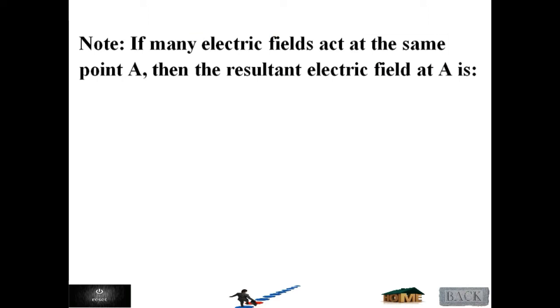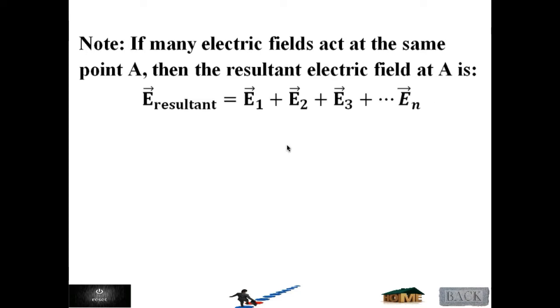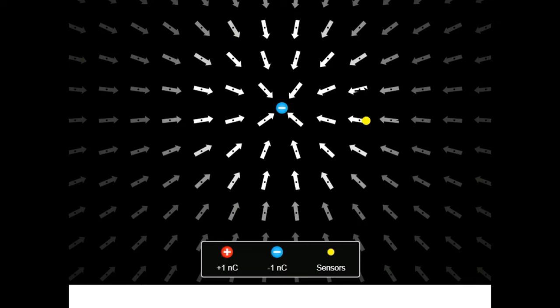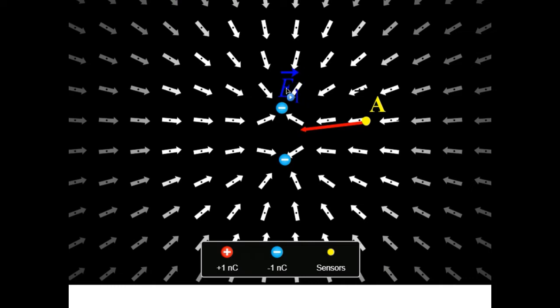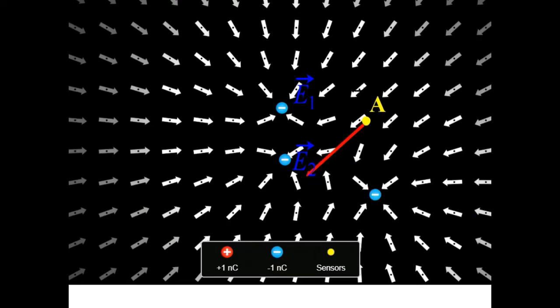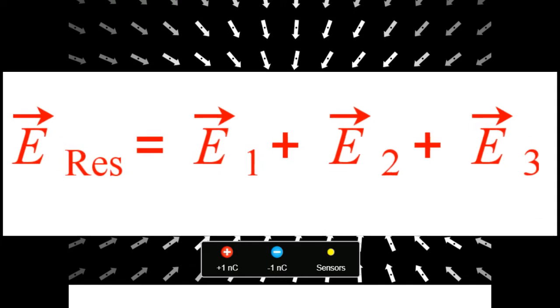If many electric fields act at the same point A, then the resultant electric field at A is the sum of all the electric fields. If I want to check the electric field at this point A, and this is my electric field at point A, what if I put another negative charge at this place? The resultant changes. Of course, the first one makes the first electric field, the second one also makes another electric field, and if I introduce a third one, this one also has a third electric field. And the resultant is the red vector, which is the sum of E1 plus E2 plus E3.